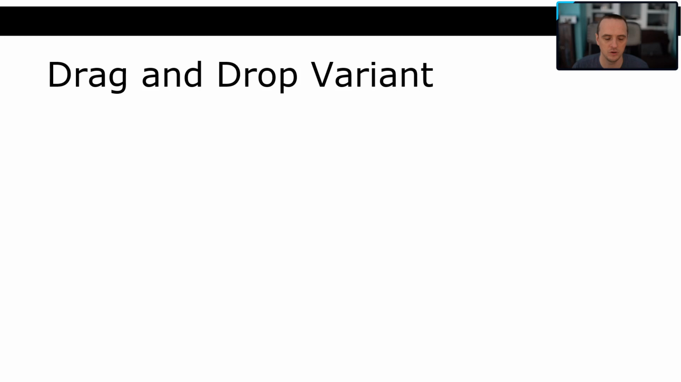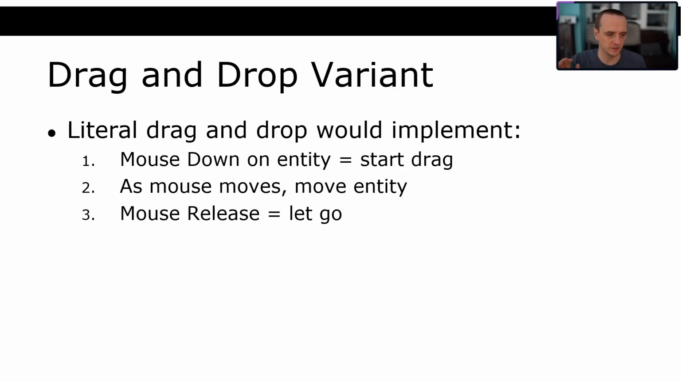So there's some drag and drop variants, and they all mean the same thing, but they're implemented in slightly different ways. So if you talk about literally dragging and dropping like Windows or Mac do, then what's going to happen is when you detect the mouse button down on an entity, then you're going to start the dragging. As the mouse moves, you're moving the entity, and when you release, you let go of the entity, okay? That is fine, but it's actually a little bit annoying to implement in practice.